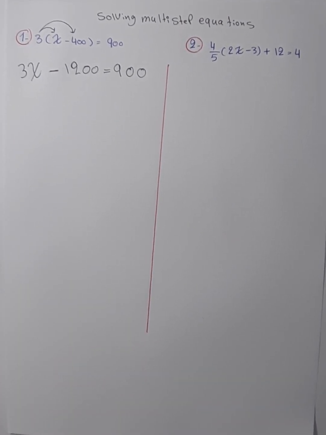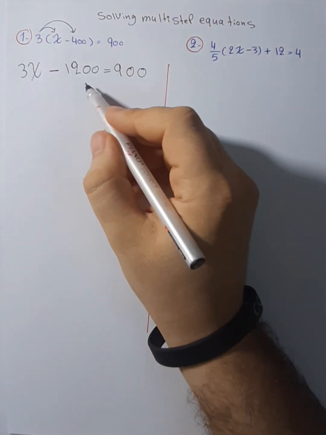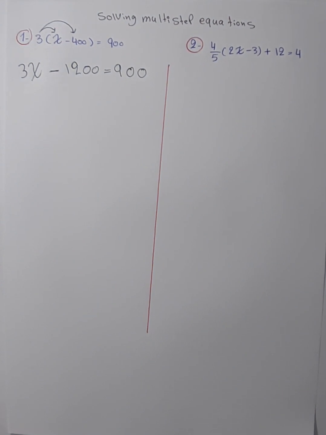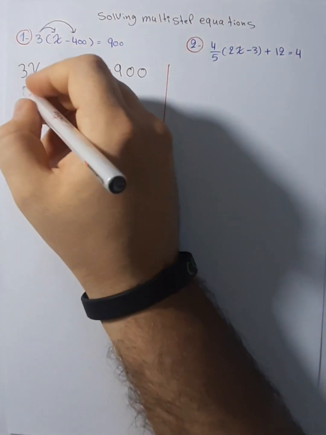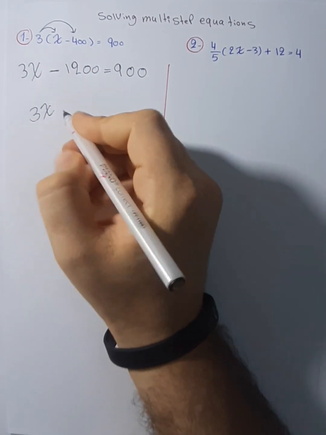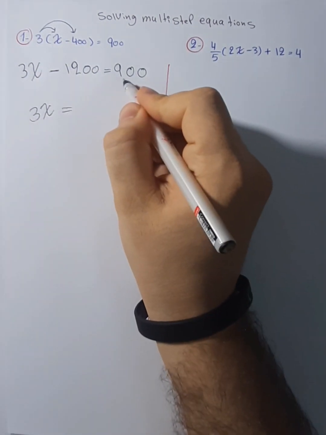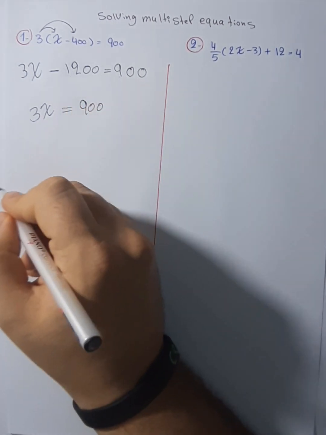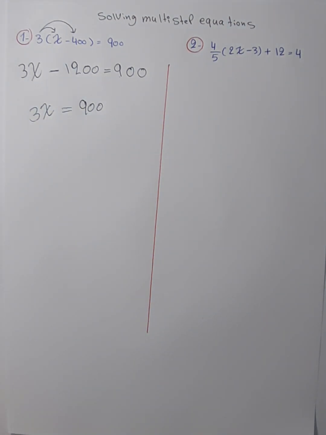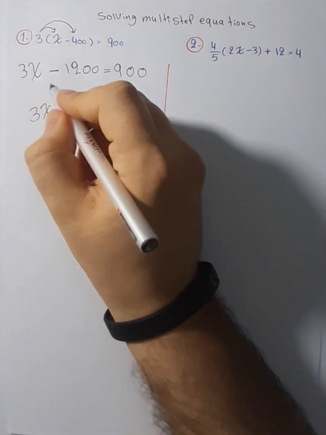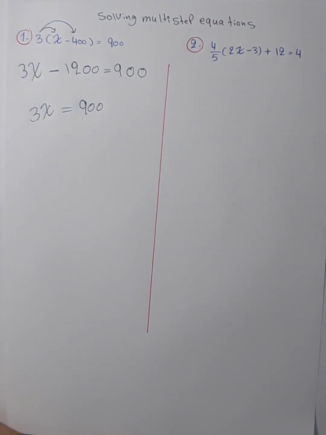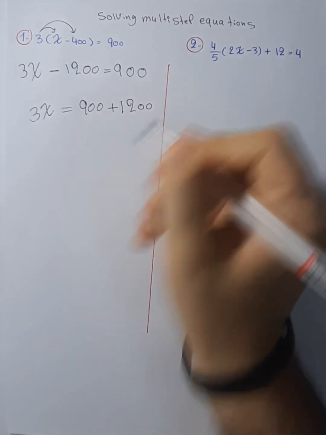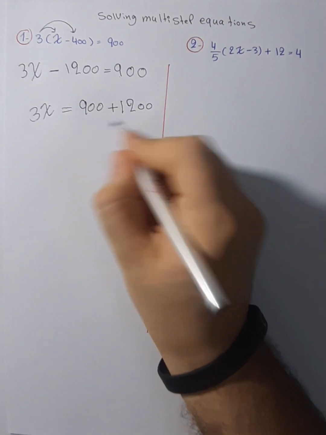After that we can combine the like terms. 1200 and 900 are like terms. We can solve them together. You have to write 3x equal to, and then we have to write 900. We have to change the place of 1200 into the right side. This is minus. When we change its place, this minus becomes plus 1200, and then we have to add these two numbers.